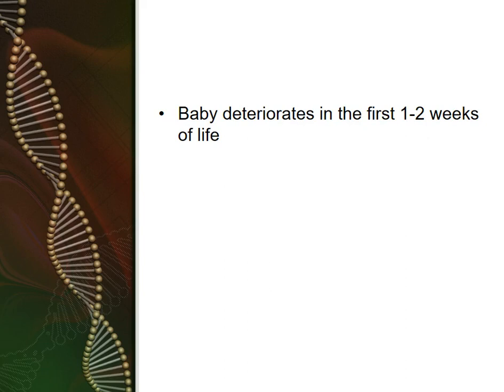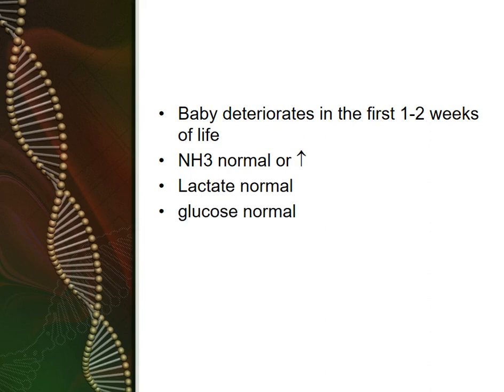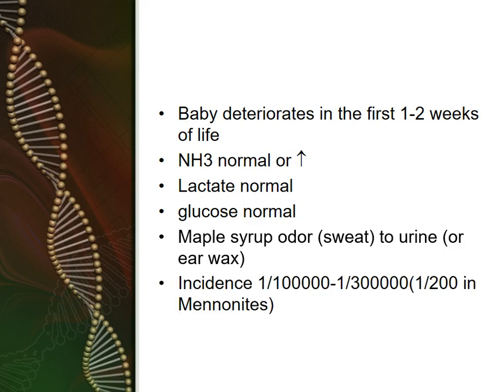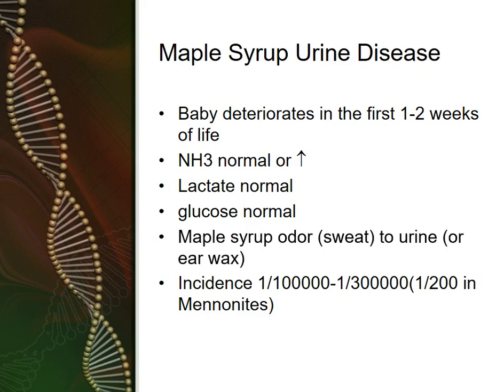So the baby deteriorates in the first 1 to 2 weeks of life. The ammonia is normal to mildly elevated. The lactic acid is normal. The glucose is normal. And there's a sweet smell or maple syrup smell to the urine. This is a very uncommon disorder, but very common in the Mennonite population and inherited in autosomal recessive fashion. This is maple syrup urine disease.